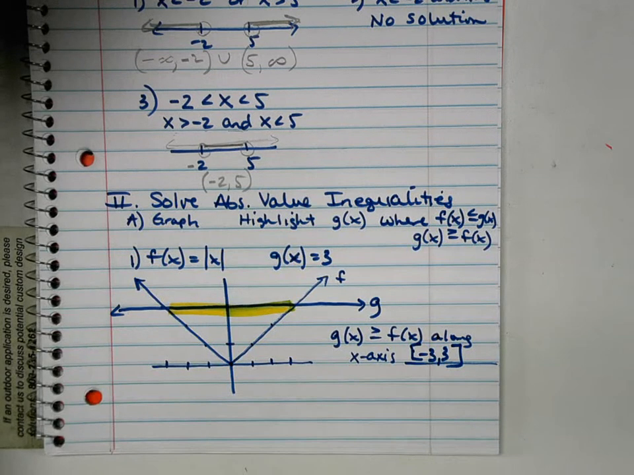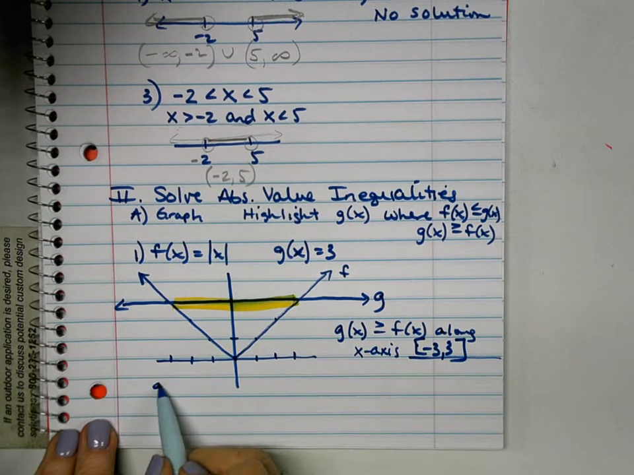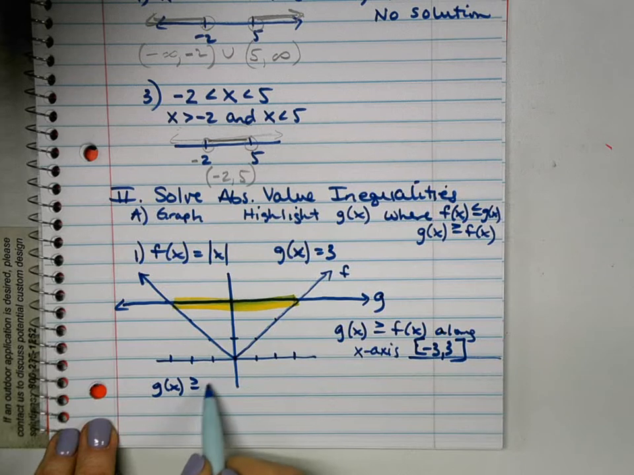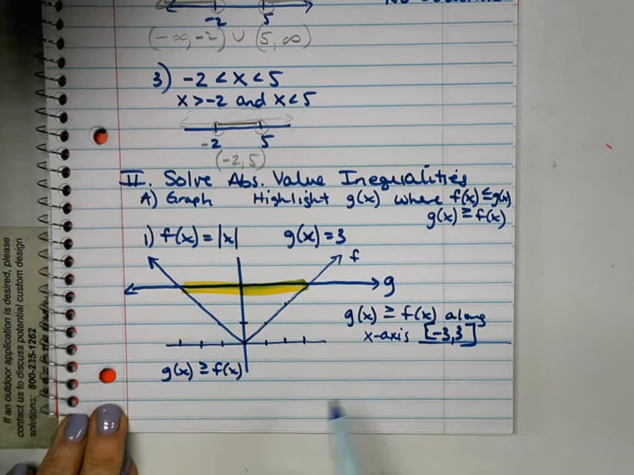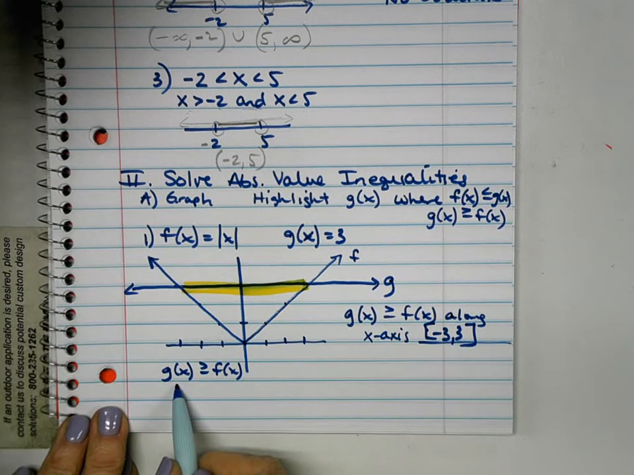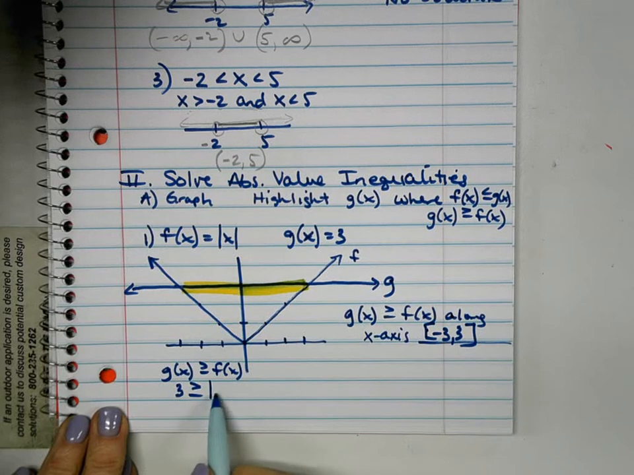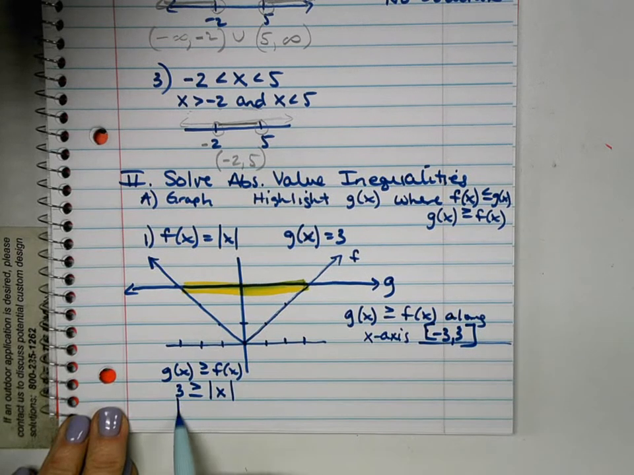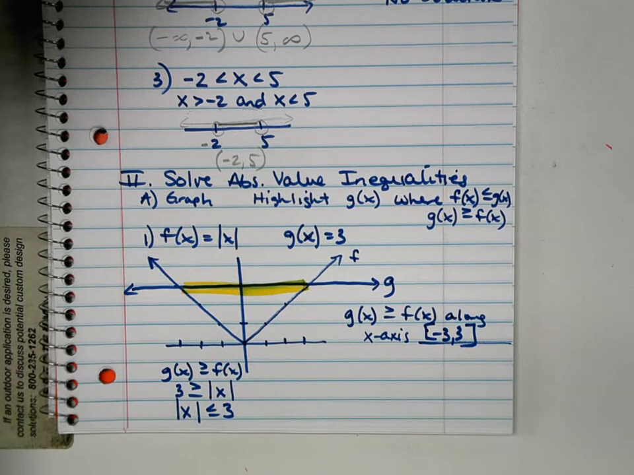I want to know where g is greater than f. And so I'm going to take g, which is 3, and I want it to be greater than or equal to the absolute value of x. Now I'm going to switch it back around. Absolute value of x then would be less than or equal to 3, right?